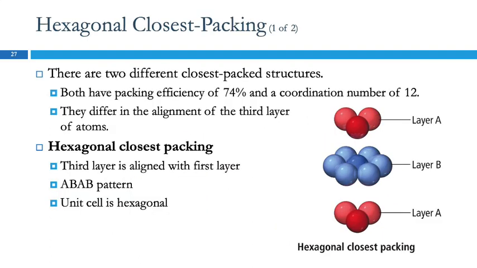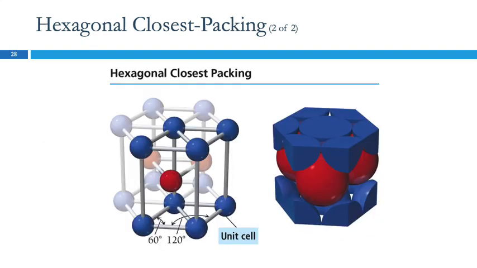And then the third layer, we've got a choice now. That third layer can be lined up exactly with layer A. And so this has an A-B-A structure. And this is called hexagonal closest packing. This has a packing efficiency of 74%, a coordination number of 12, just like that face-centered, right? But here, this unit cell is not cubic, it's a hexagon. So this is the unit cell right here. It's hexagonal. These angles are not 90 degrees.